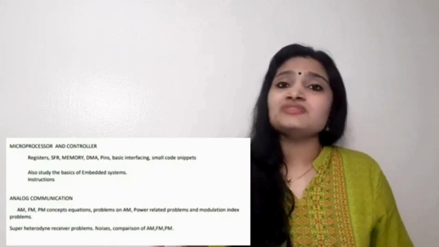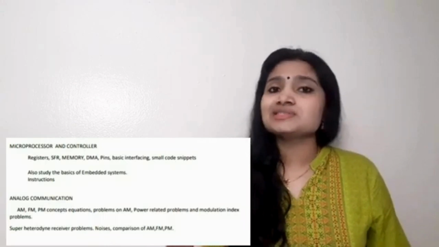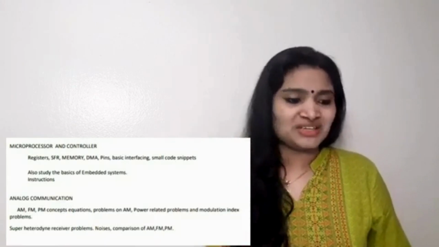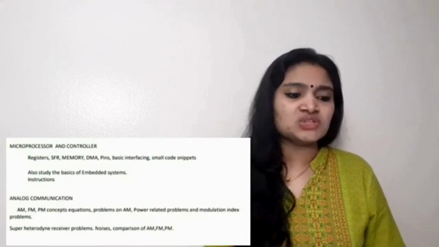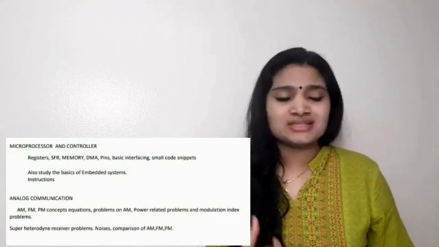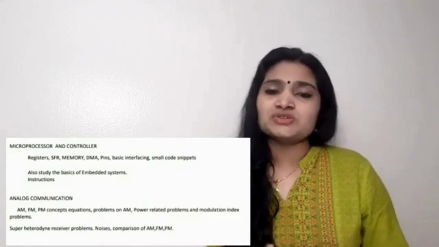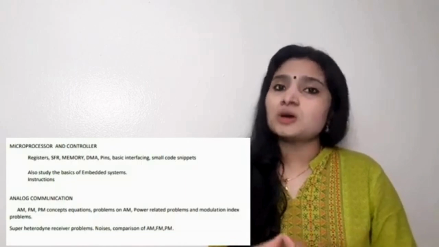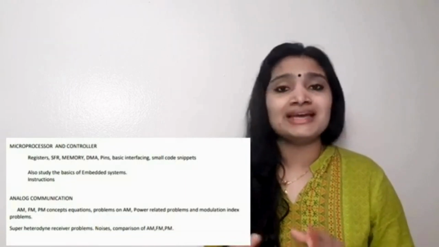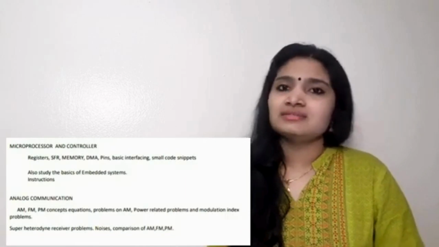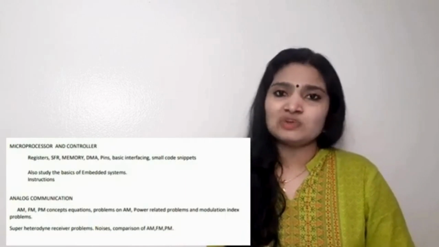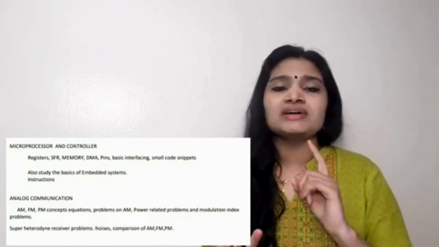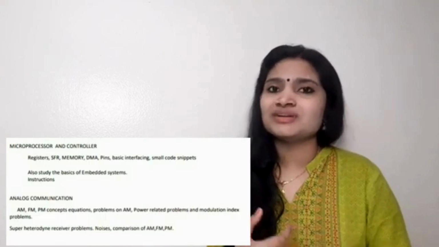Okay, so these are the areas or topics you should study from the microcontroller and microprocessor. Next one is analog communication. Analog communication again is an important subject. The topics that you should be studying are AM, PM, FM, and problems mainly come from the AM and FM area, and the problems mainly focus on finding either the carrier power or the total power or the modulation index.